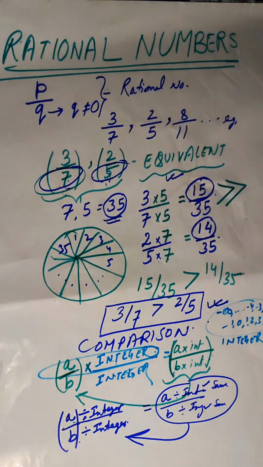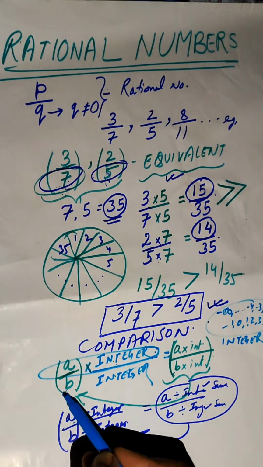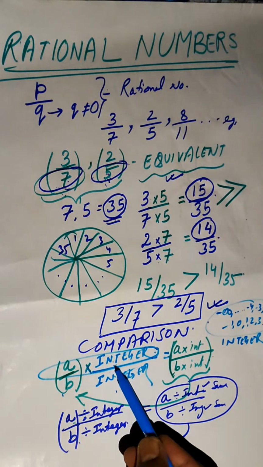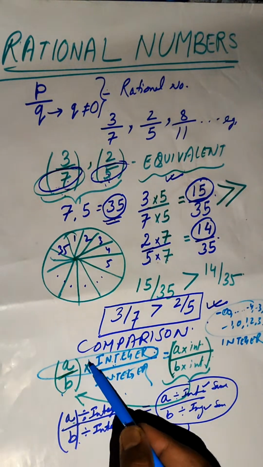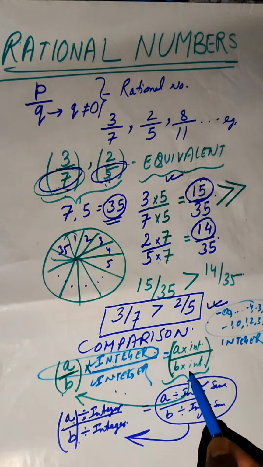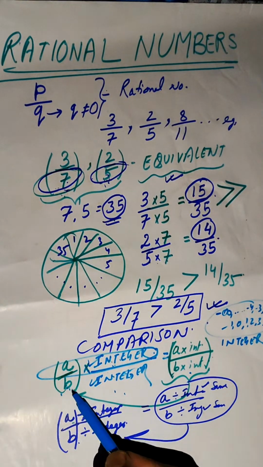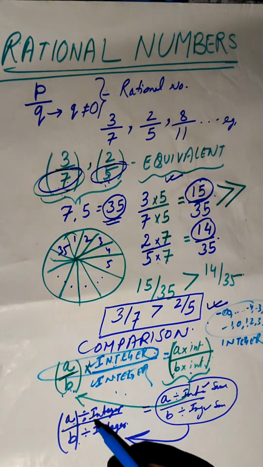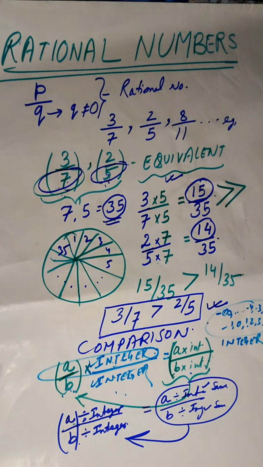Now coming to another property. So this is property 1, that you can multiply a rational number with any integer, the same integer, into the numerator and denominator, and the value of the rational number remains the same. Similarly, you can divide it. Now, coming to the third property, what's that?